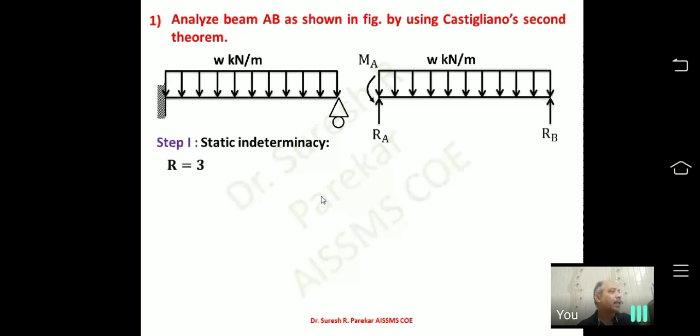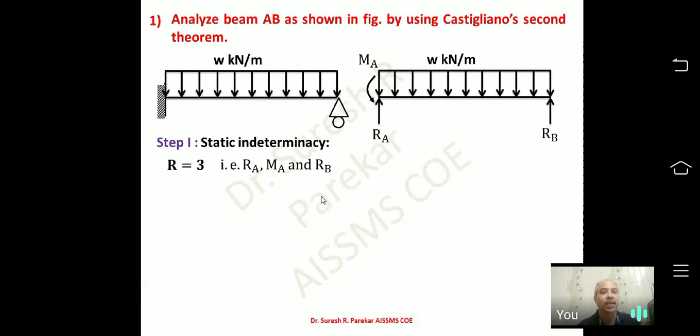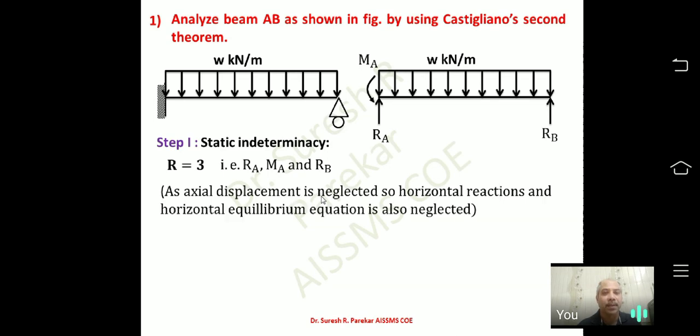So now we have R equal to 3 reactions: 2 at the fixed support and 1 at the roller support. You can see RA, MA and RB. But we are not going to consider any horizontal reaction there. I have simply mentioned here that as axial displacement is neglected, the horizontal reaction and the horizontal equilibrium equation are also neglected.